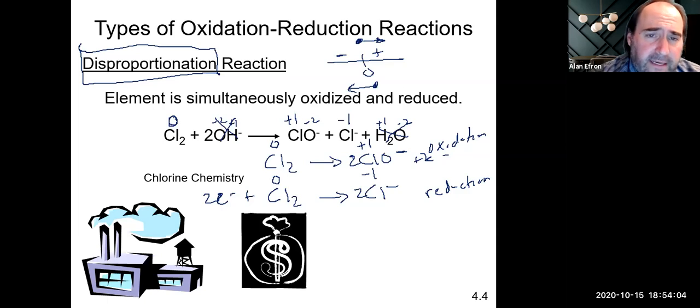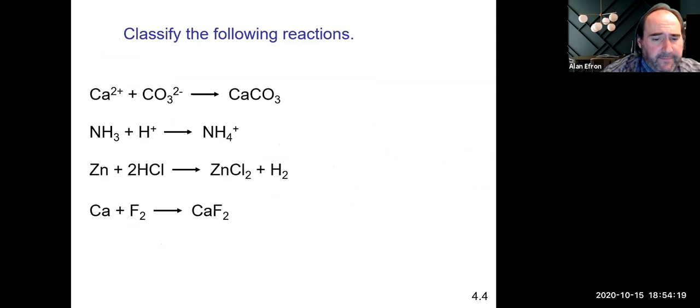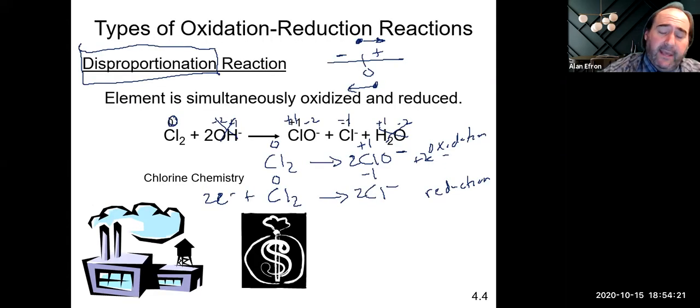It's very common in atmospheric chemistry. Chlorine happens a lot, and chlorine sometimes gets some of those free radicals where it has just one unpaired electron, making it a very, very reactive type of molecule. Any questions on that? So again, potentially possible. Chlorine happens a lot with it, but it is possible the same element in the same reaction can both be oxidized and reduced at the same time.